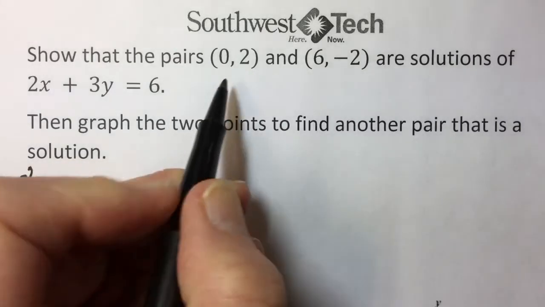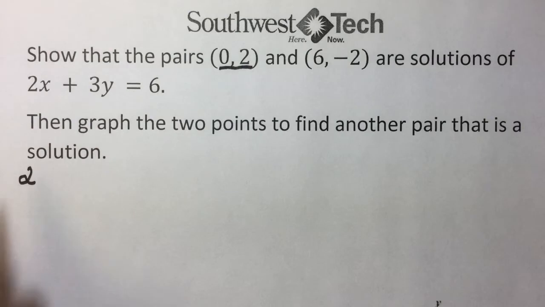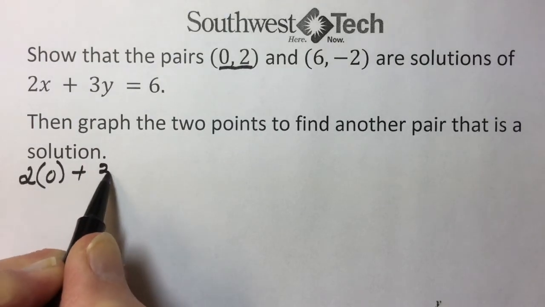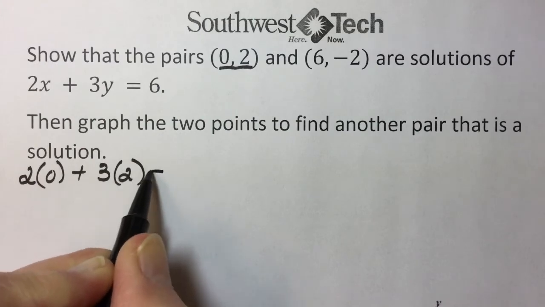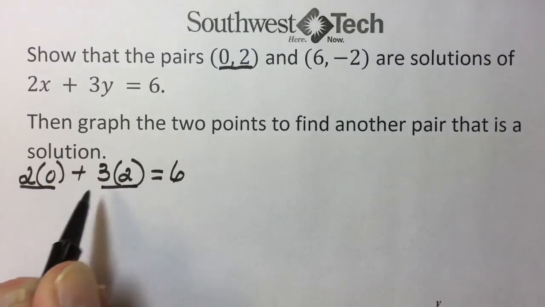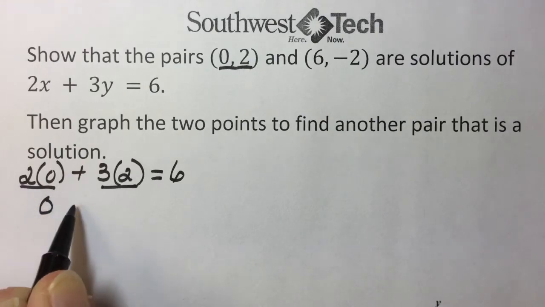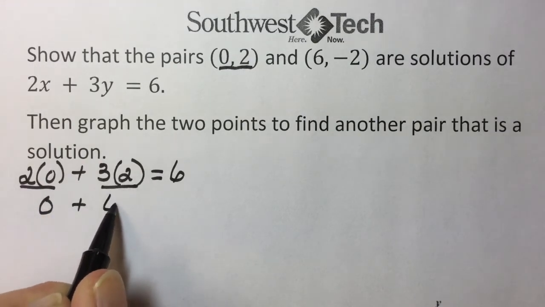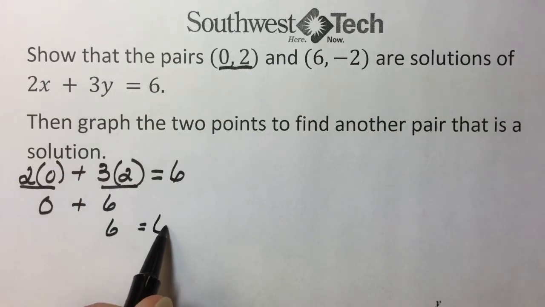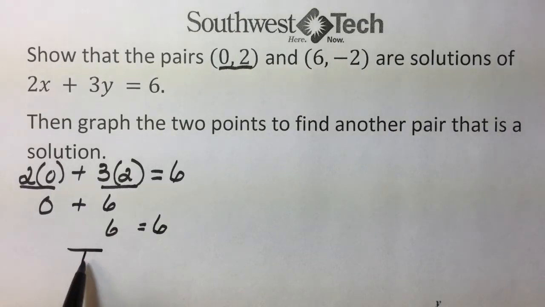So for the first point, (0, 2), we will replace x with 0, y with 2, and then simplify, multiplying first. 2 times 0 is 0, 3 times 2 is 6. Adding the two together, we have 6 equals 6. Here is our proof that in fact (0, 2) is a solution to this equation.